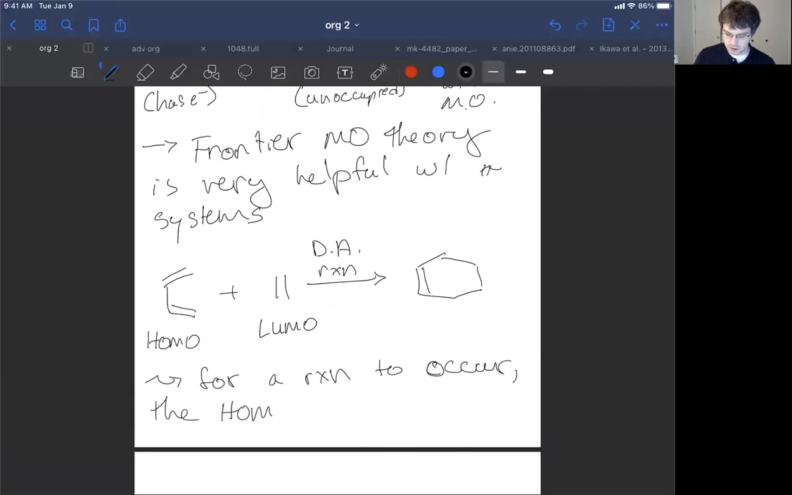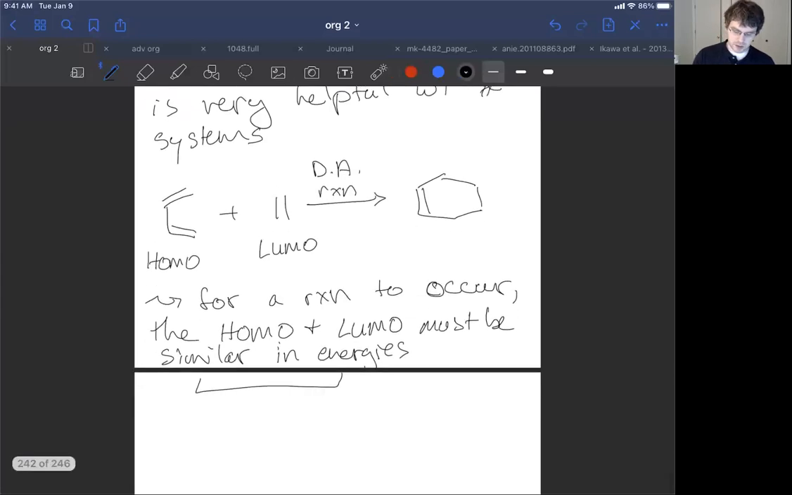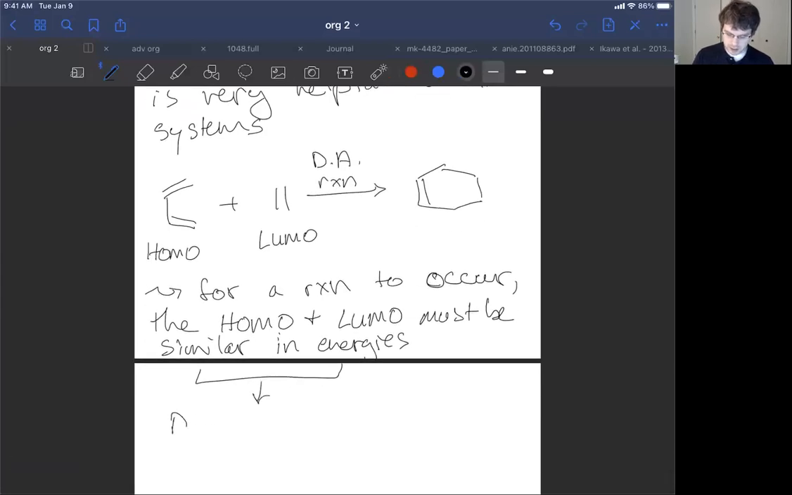the HOMO and LUMO must be similar in energies. Okay, they must be similar in energies. This is what dictates why the diene uses its highest occupied molecular orbital and the dienophile uses its lowest unoccupied molecular orbital.